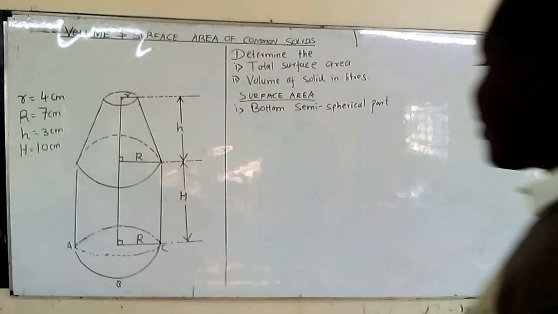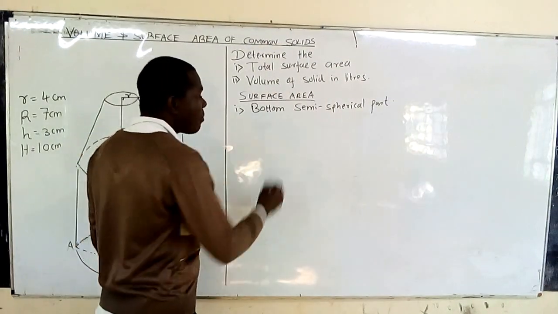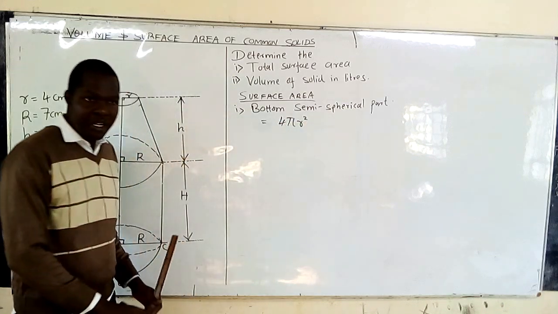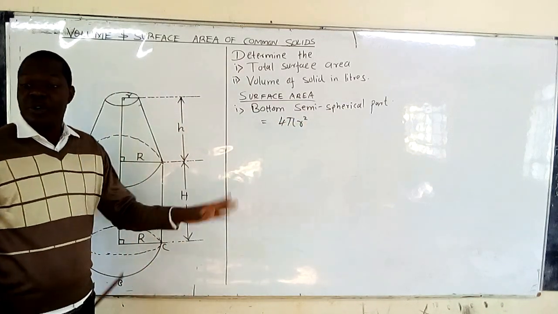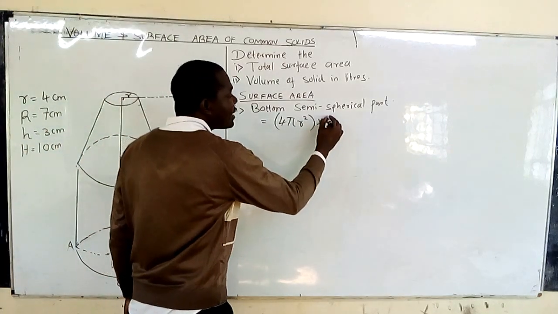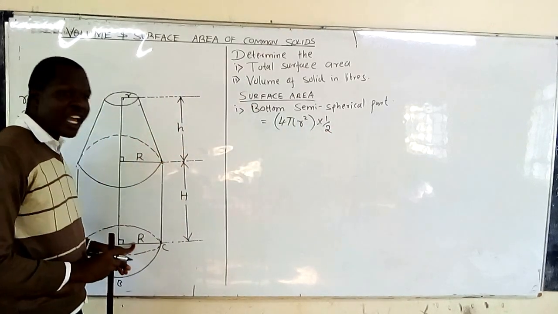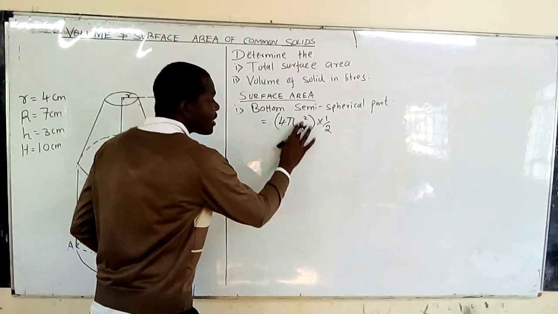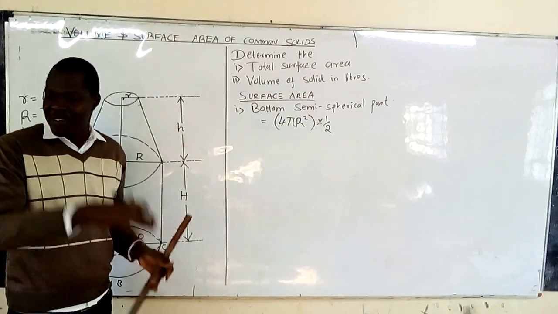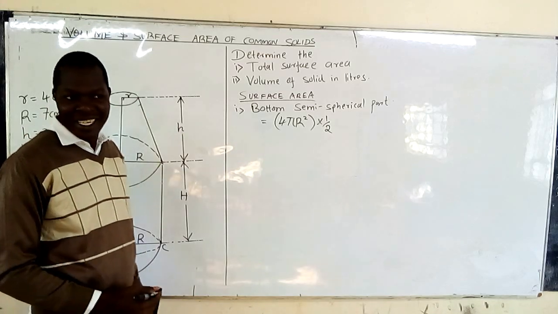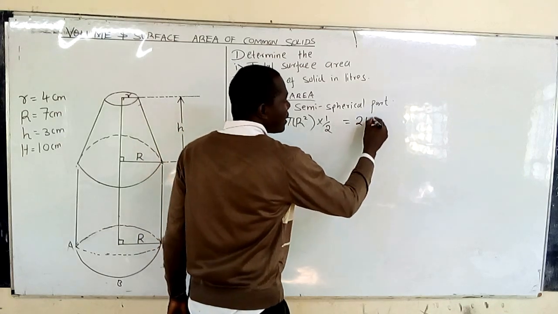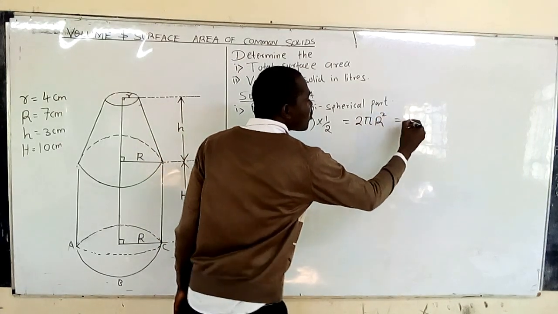So the surface area of a sphere is given by 4 pi r squared, isn't it? But this is not our sphere, it is a semisphere, meaning a half of it, so it is going to be times a half. And remember the r which is here is capital R. So it is 4 pi r squared times a half, because it is a half of the curved surface of a sphere. So what do you get there? You get 2 pi r squared.